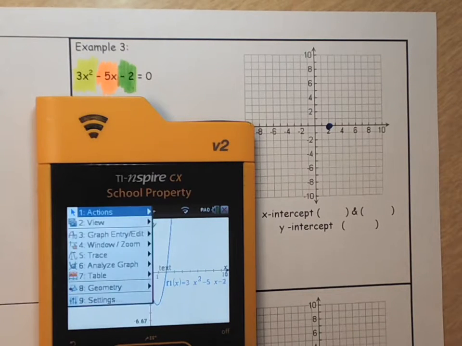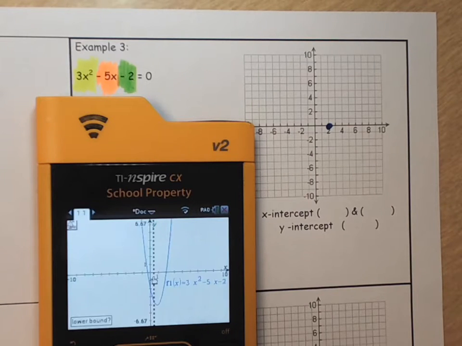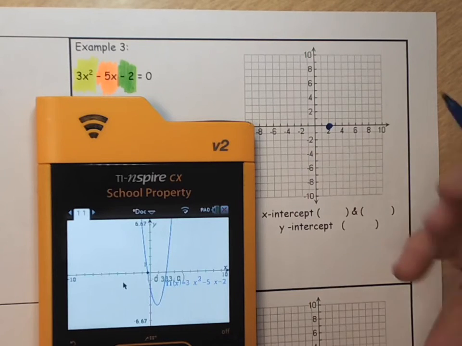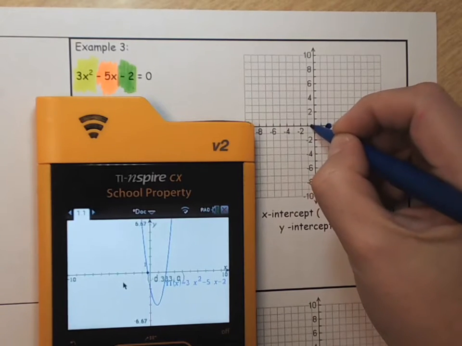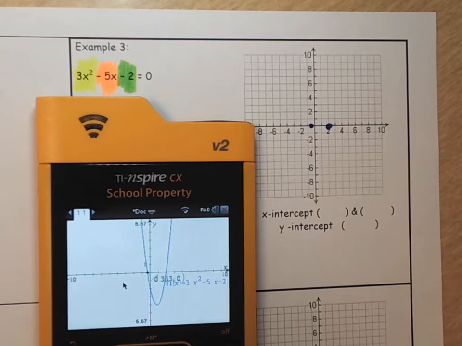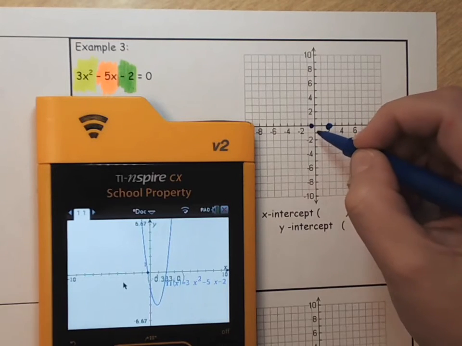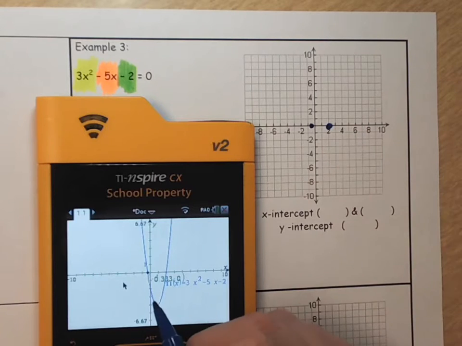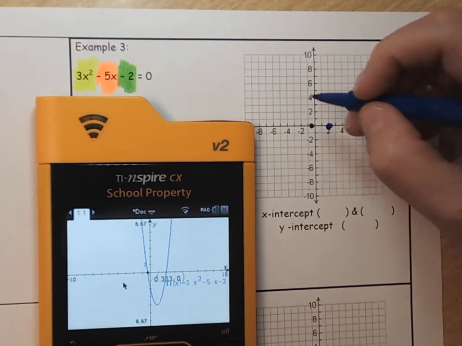If you go to menu and you go to analyze and hit 0 and click on both sides, it will give you that decimal answer. And it says negative 0.333. That's like 1/3, negative 1/3. It's really hard to see on here. That's why you have to do both factoring and graphing, because one way might be easier than the other to figure it out.